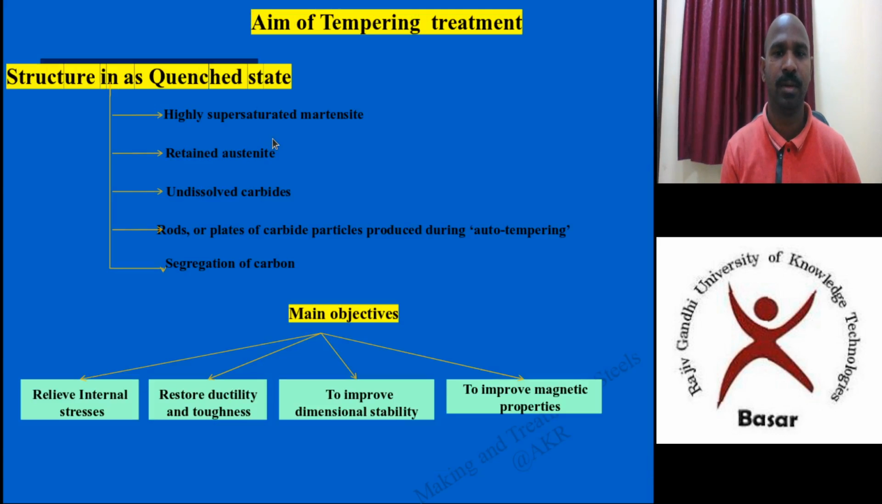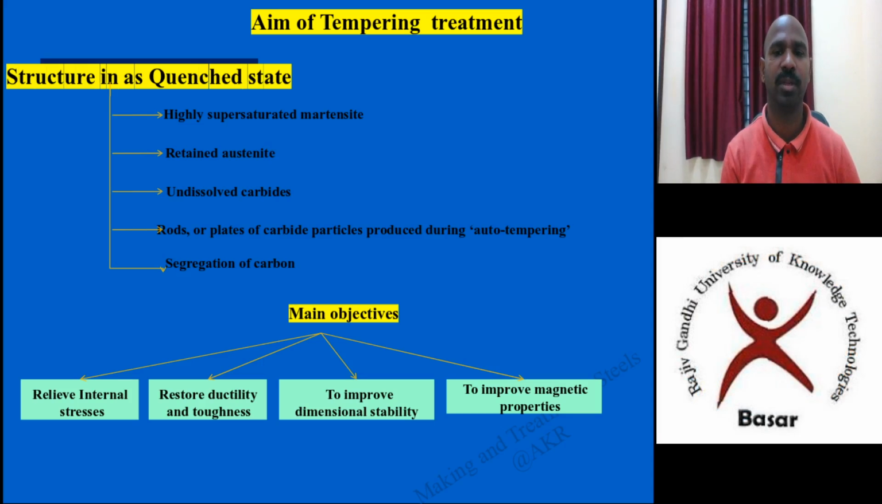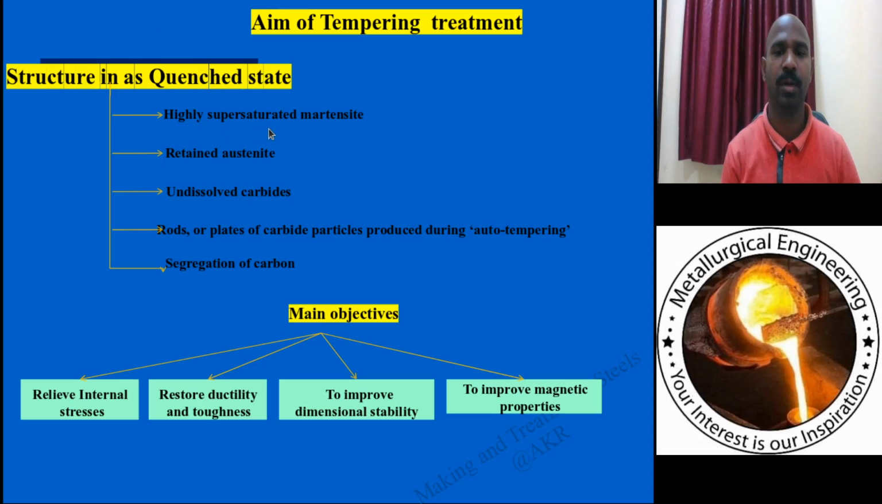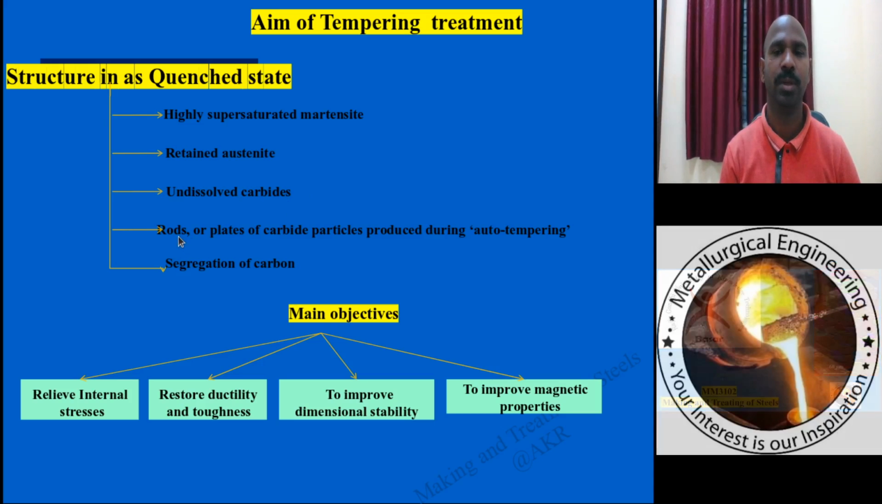Now coming to another treatment called tempering treatment. What is the aim of this tempering treatment? As you have seen, in the as-quenched state from the hardening treatment, highly supersaturated martensite was formed, and there will be some amount of retained austenite and some undissolved fine carbides, which could be titanium carbide and niobium carbide. And from the cooling process there will be auto tempering happening.